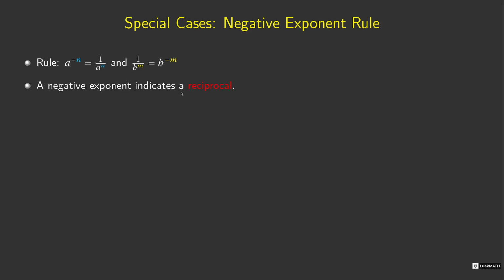Okay, I just said that this indicates a reciprocal. Well, let's look at this example. 3 raised to minus 2. You take it downstairs, you lose the minus sign. It becomes 1 over 3 squared, which is 1 over 9.